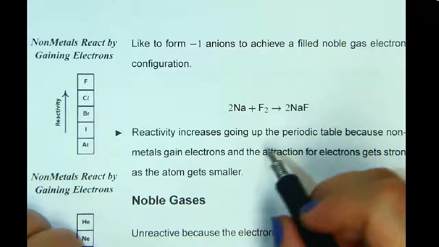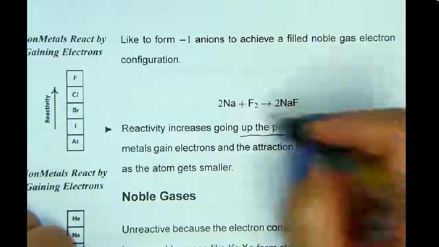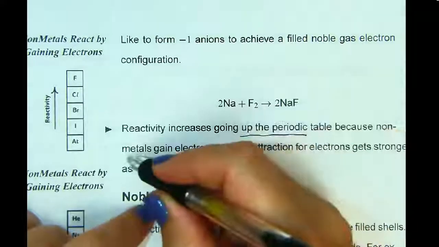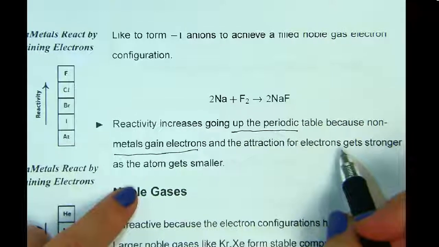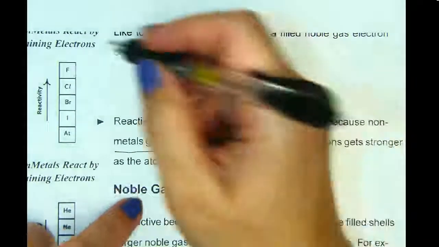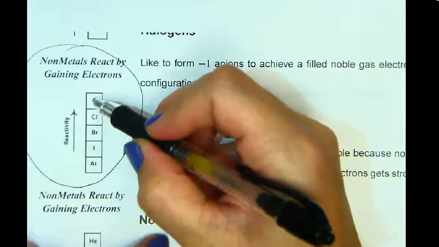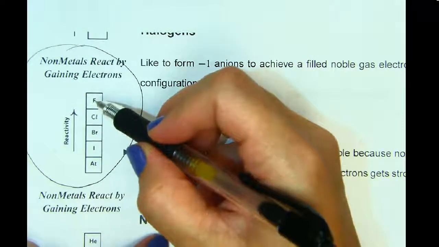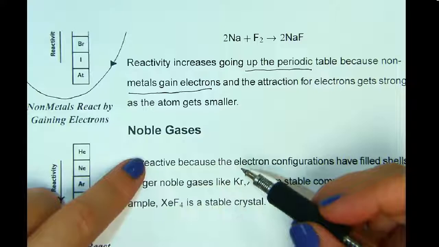Reactivity increases going up the periodic table whenever you're talking about nonmetals that are gaining electrons. And the attraction for the electron gets stronger as the atom gets smaller. So here, nonmetals, as you go up the family, are going to increase in reactivity, which is the opposite of what alkali and alkaline earth metals would do in a family.